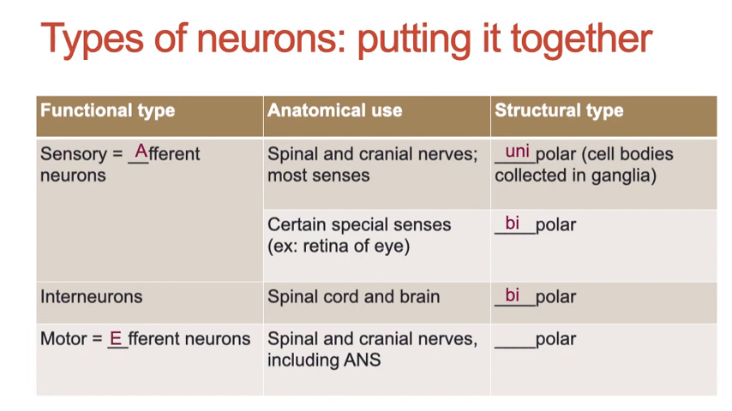And then motor neurons are also called efferent neurons. So the spinal and cranial nerves are going to be efferent neurons, and these are going to also include the autonomic nervous system, which we'll discuss later in this unit. And the structural types of these are typically multipolar neurons. So they're going to be multipolar.